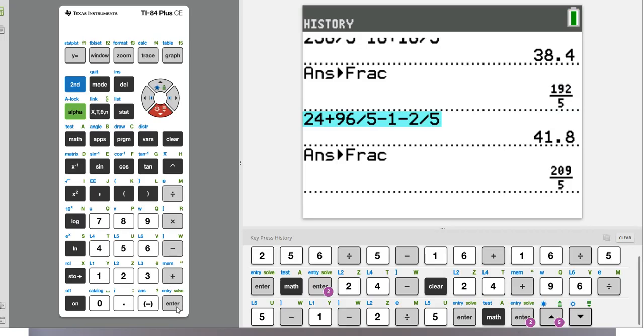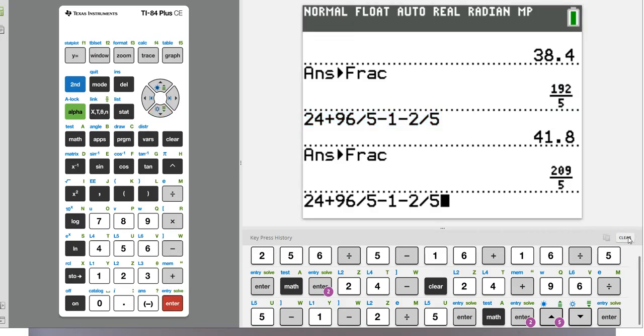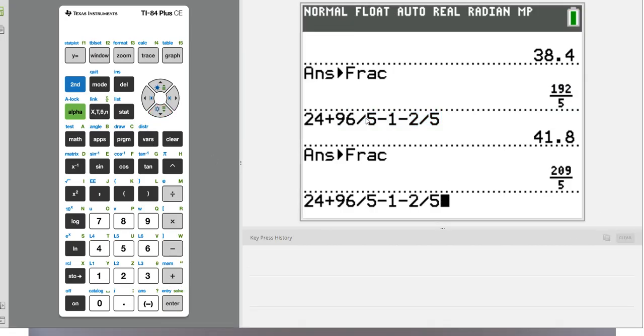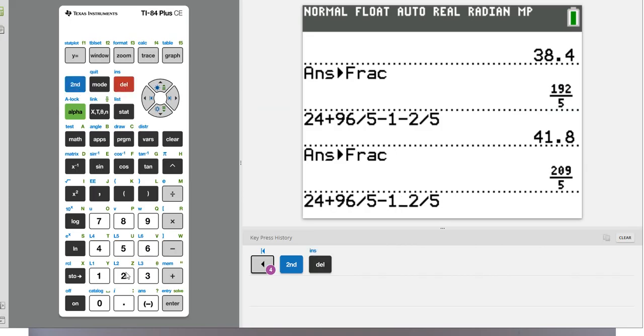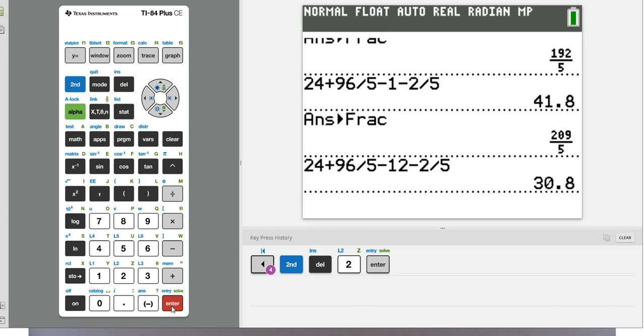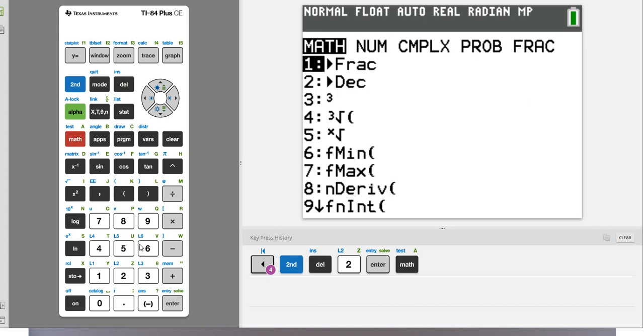Yeah, so let's just go back. Just kind of a quick FYI: if you make a mistake and you want to correct it, you can go back a little ways. And if you hit the second key and then the delete key, you can actually insert. I want to insert a 12 there. There we go. That looking a little bit better?